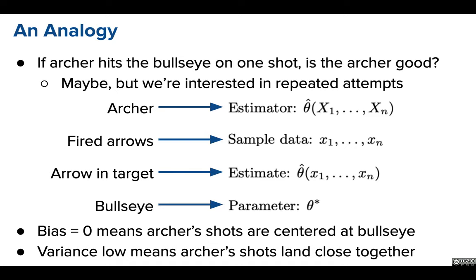Yeah, Danny? I'm confused for a quick second. We already have the parameter. Why are we even using an estimator? So Danny is saying, if we already have the parameter, why are we using the estimator?